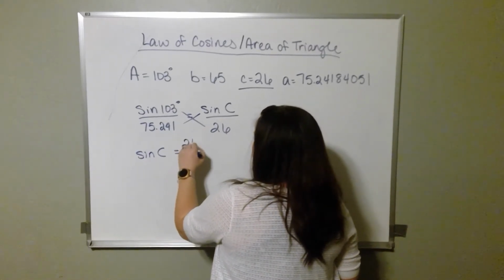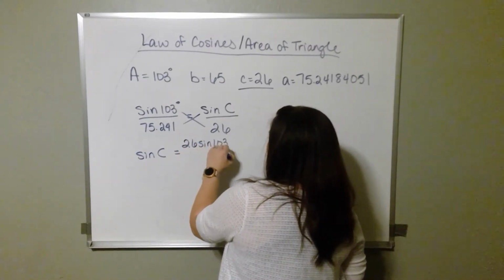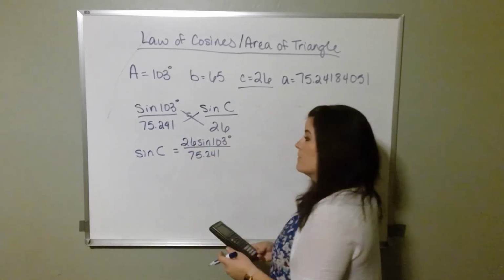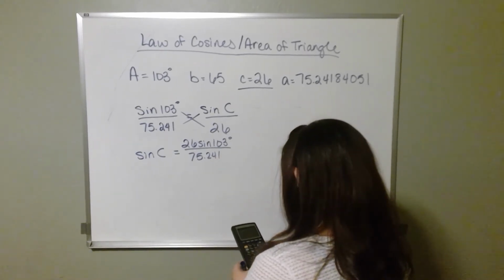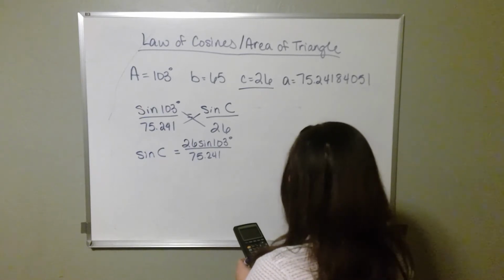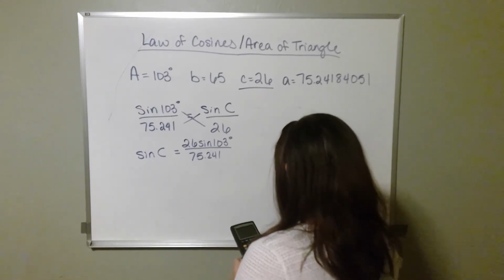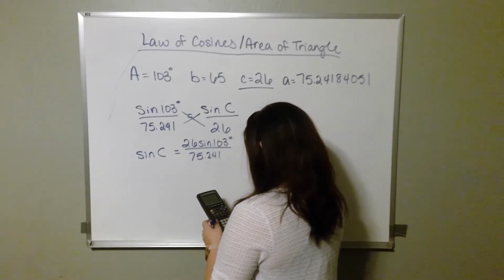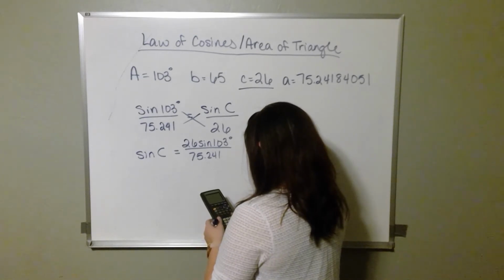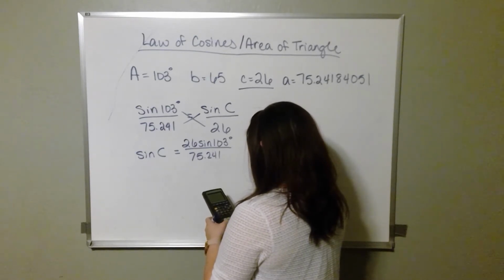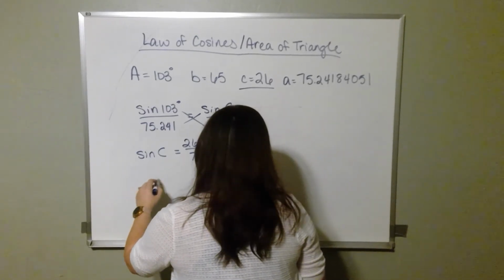And we'll get 26 times the sine of 103, and that's going to be over that 75.241 value. And I'm going to put that in my calculator. So 26 sine 103 divided by 75.241844051. And I did something wrong. Okay, finally I got my answer here.